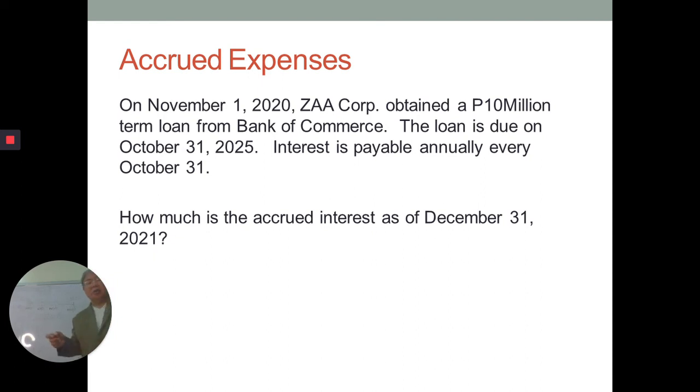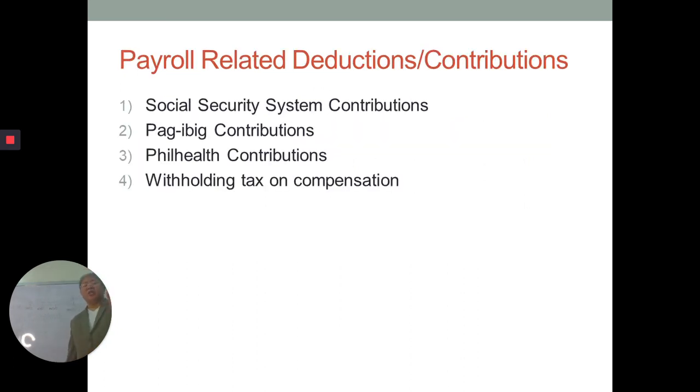Okay, that's good. Next, let's go to another current liability, which is the payroll-related deductions or contributions. When you join the workforce, sometime in 2 to 3 years probably, you will be employed by a company, and when you're employed, you are expected to receive your salary. Say, for example, the negotiated amount of salary is 20,000 pesos. At the end of each month, you will receive your compensation. Depending on the practice, it could be bi-monthly or it could be monthly.